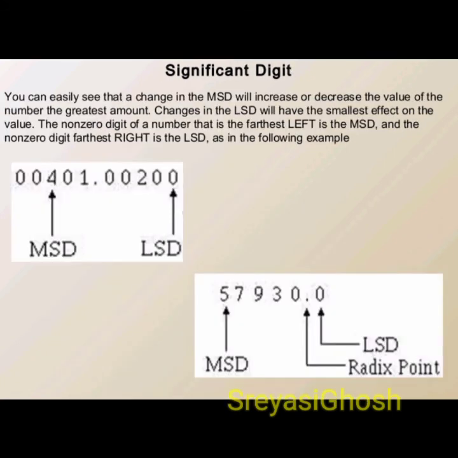MSD and the LSD, the most significant digit and the least significant digit. Obviously, a change in the most significant digit will increase or decrease the value of the number, and the least significant digit, although it changes, has the least effect on the value.